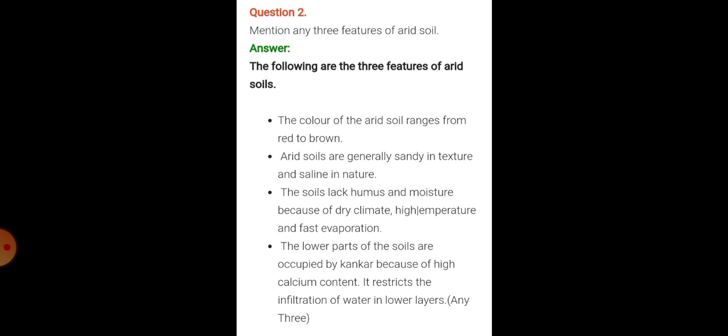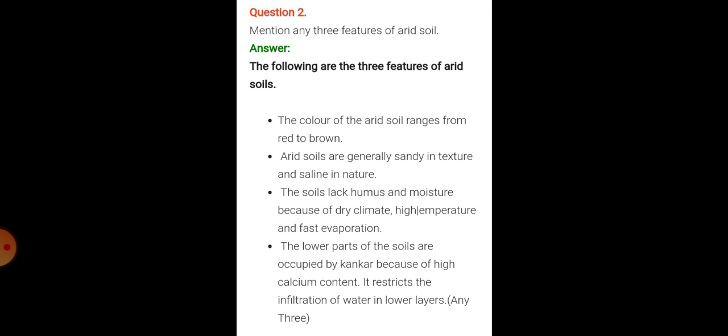Now move on to question number 2. Mention any three features of arid soil. So you have to just describe any three features of arid soil. So there are some features of arid soil. First of all you have to just describe the color, then texture, and then the other things. So the first point is the color of the arid soil ranges from red to brown. Arid soils are generally sandy in texture and saline in nature. That is the second point, which is related to its texture.